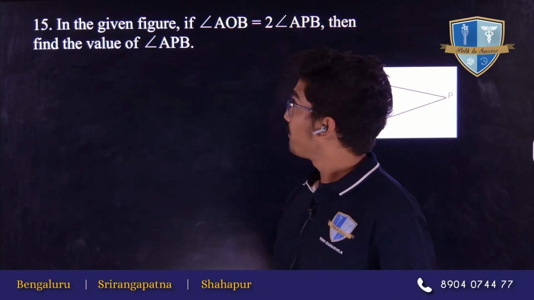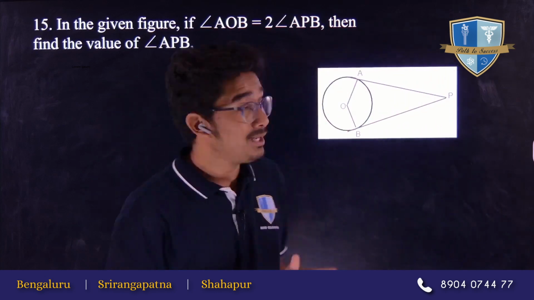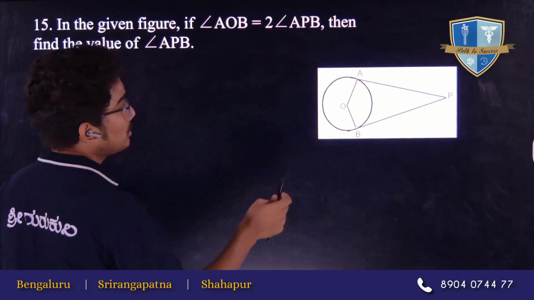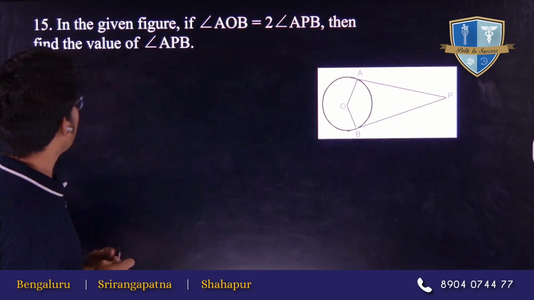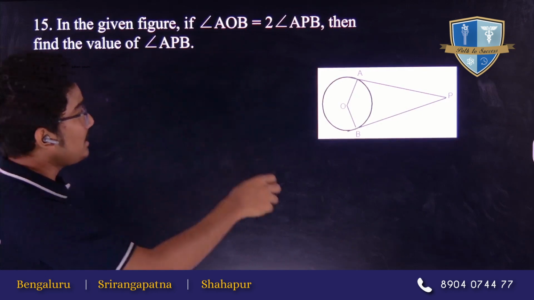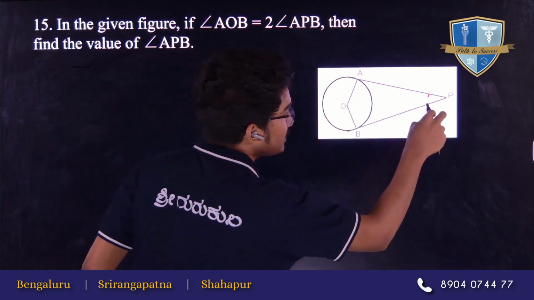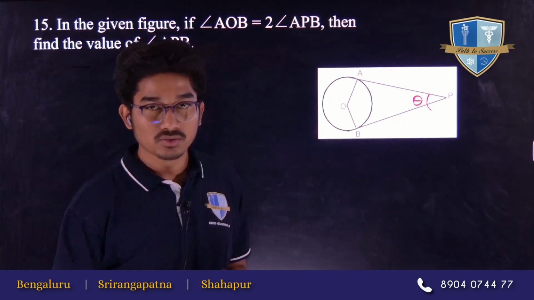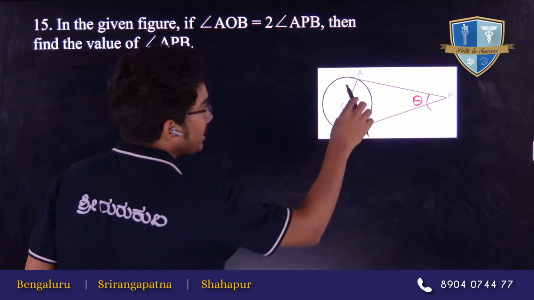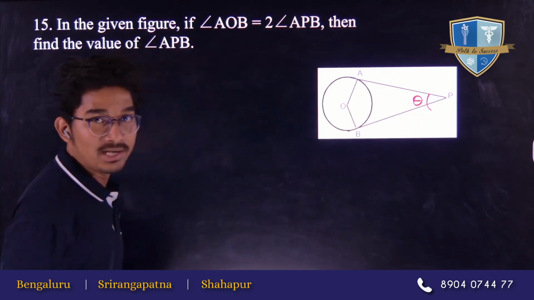So let's see question number 15. In the given figure, angle AOB is 2 times angle APB. Then the value of angle APB, this angle is unknown. So this APBO is a quadrilateral.